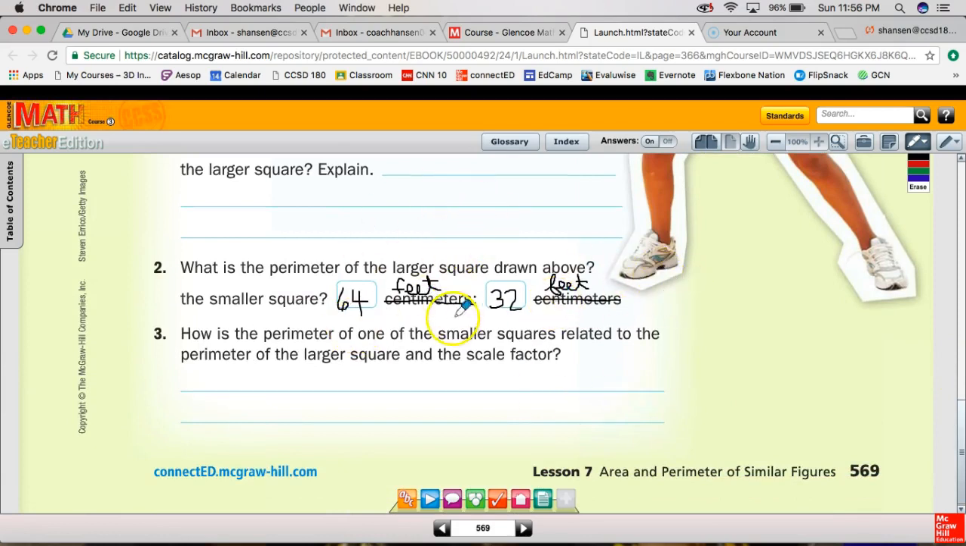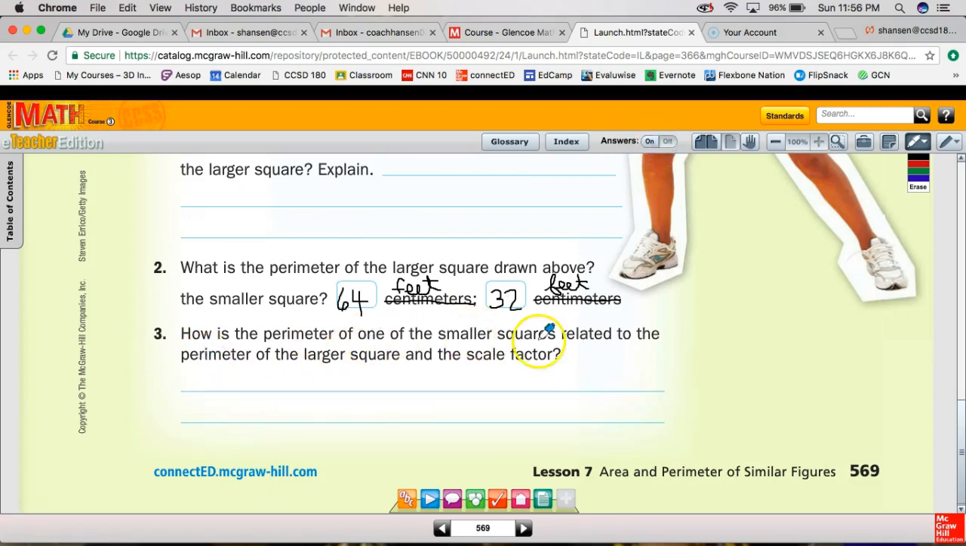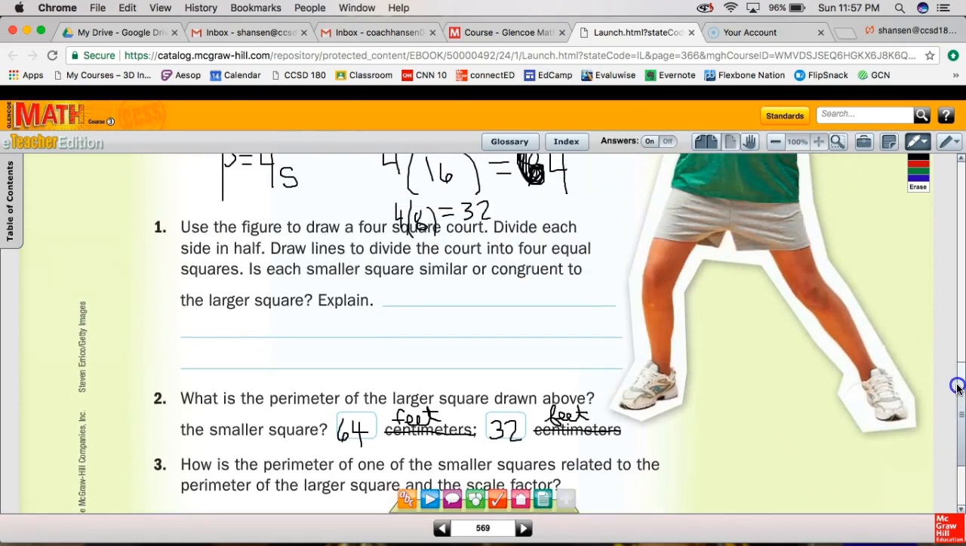ignore all the red above question 3. But what this says is the perimeter of the original square, it is the perimeter, okay, sorry, forget that. So how is the perimeter of one of the smaller squares, doggone you book, related to the perimeter of the larger square? Okay, so the perimeter of the larger square should be twice the perimeter of the smaller. And how is that related to the scale factor? Well, it depends on which we are calling the original and which we are calling the dilation in this case.